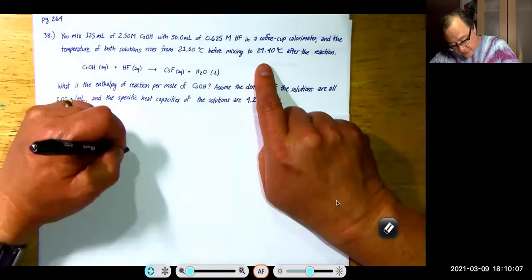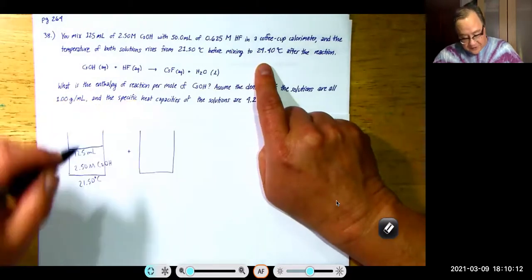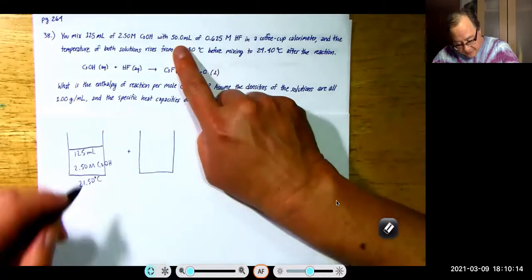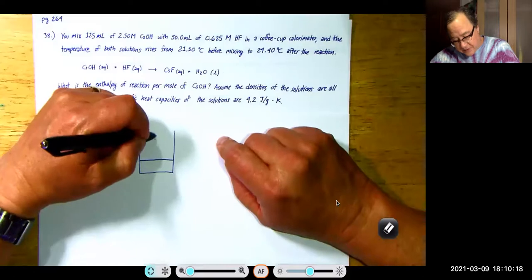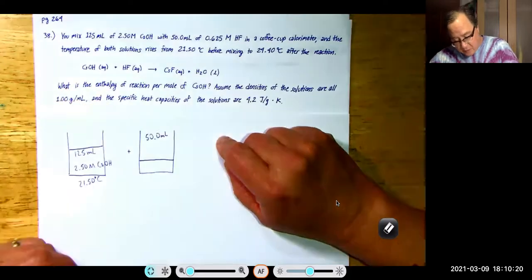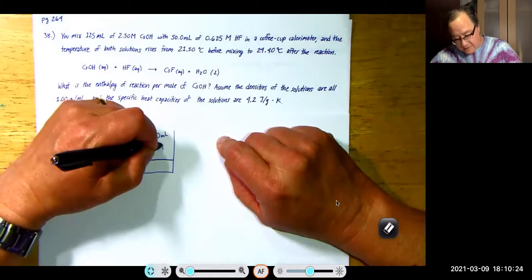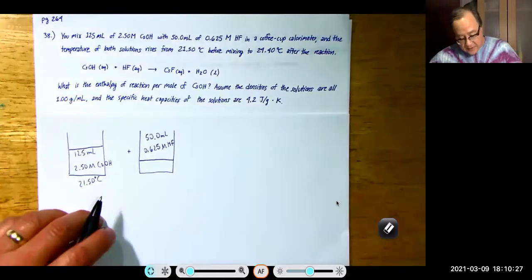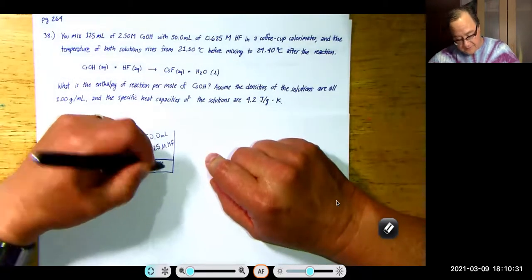So here's my other container. I'll try and make it look the same size as that one. Since it has only 50 milliliters, I'm going to have the level right here. And I'm going to write 50.0 milliliters there and 0.625 molar HF there. And I'm going to write 21.50 degrees Celsius there.